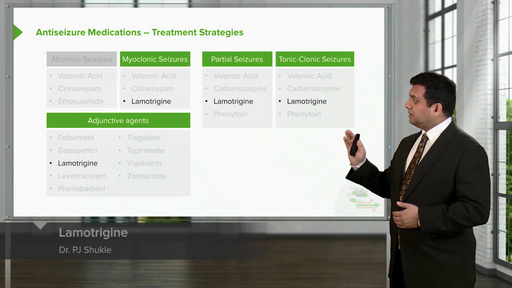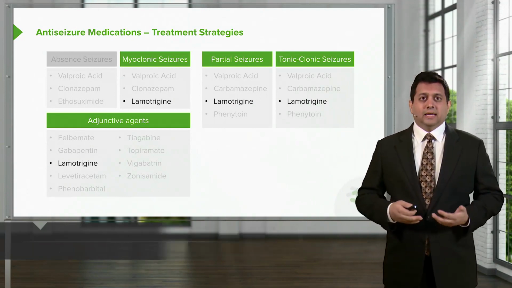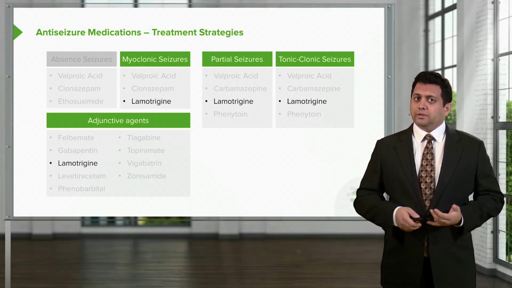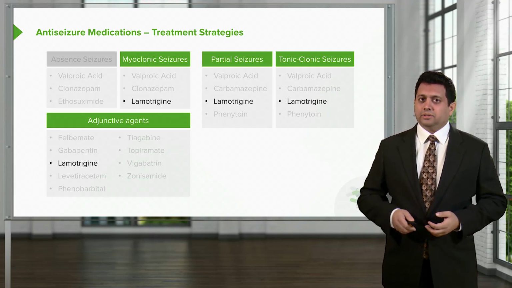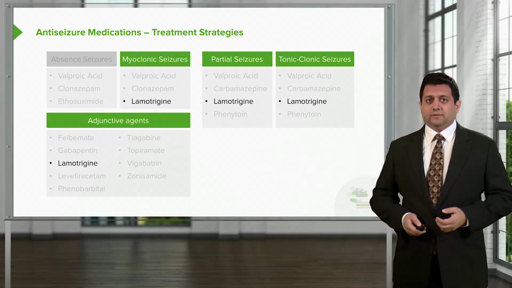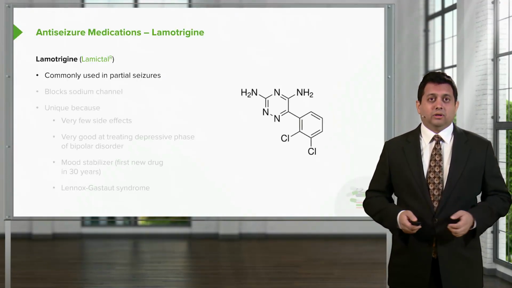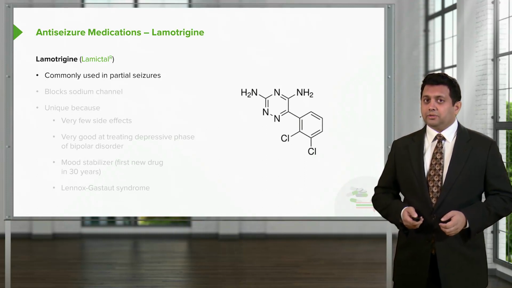Let's move on to lamotrigine. So when you look at this set of slides, you can see that lamotrigine is used extensively in epilepsy. We use it for myoclonic seizures, partial seizures, and tonic-clonic seizures. It's also used as an adjunctive agent. Lamotrigine is also called Lamictal in some markets. It's commonly used in partial seizures.